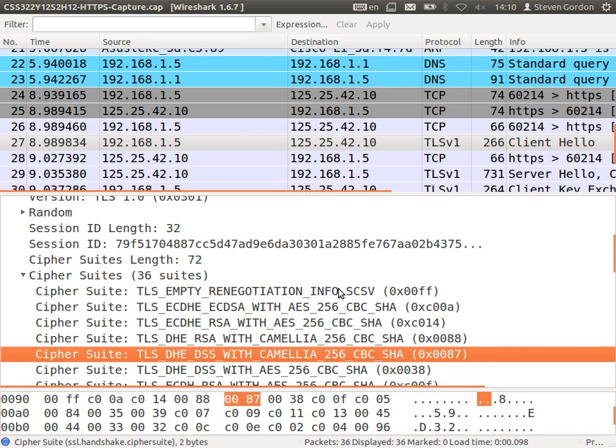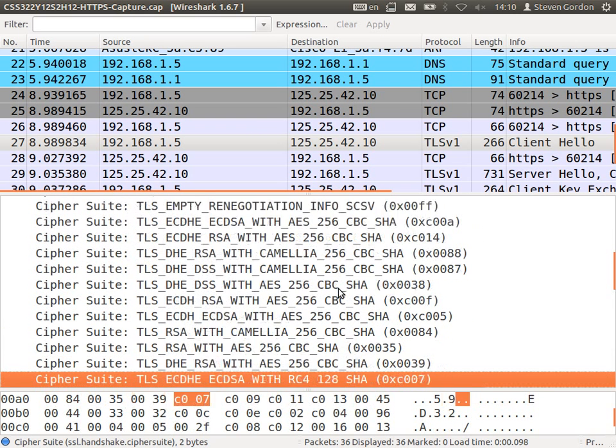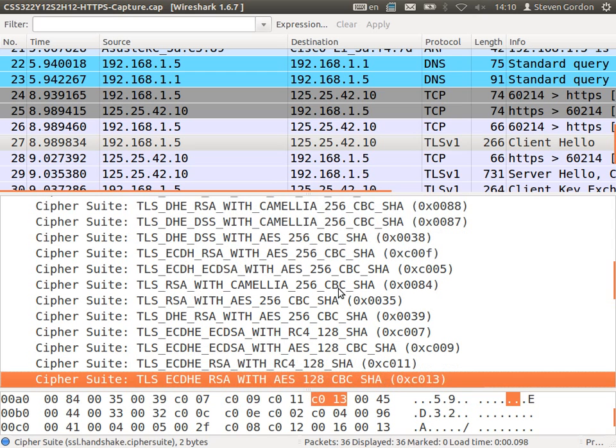And in fact, the client supports many different sets of algorithms. RC4 is supported. Camellia is an alternative to AES. Diffie-Hellman, instead of the elliptic curve Diffie-Hellman, just plain Diffie-Hellman. RSA instead of DSA. So different algorithms are supported by my Firefox browser.